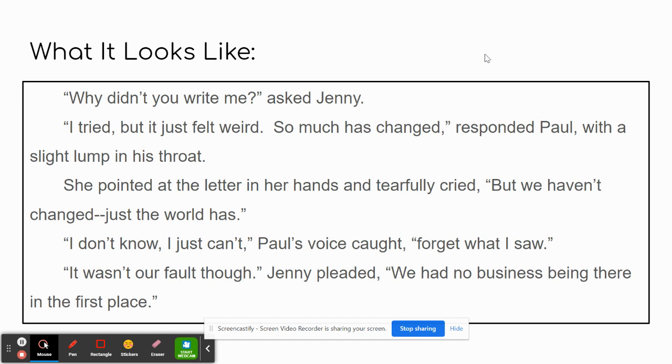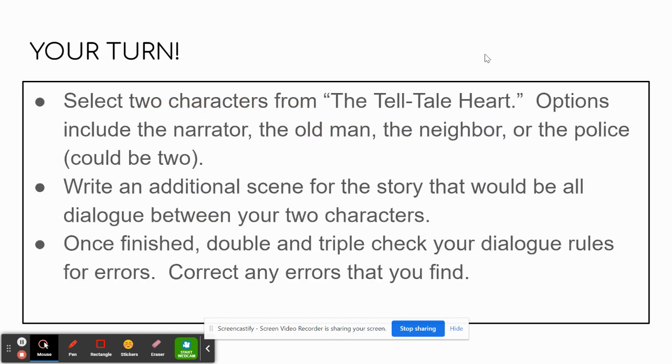So here is your assignment. You're going to select 2 characters from The Tell-Tale Heart. Options include the narrator, the old man, the neighbor who calls the police, or the police. And keep in mind, the police could actually be 2 characters. It could be 2 of the 2 police officers that show up speaking to one another.